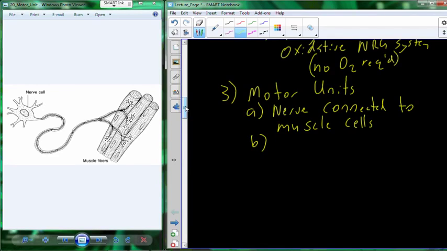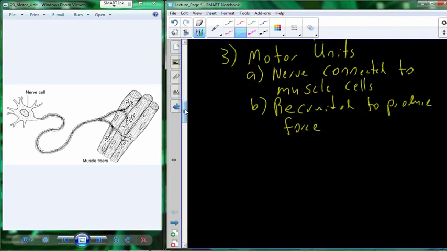And in order to change the strength of contraction, to differentiate between lifting a heavy weight and feeding yourself with a fork, high amount of force for the first one, low amount of force for the second one, we're going to recruit a different number of motor units. So our motor units are recruited to produce different amounts of force.